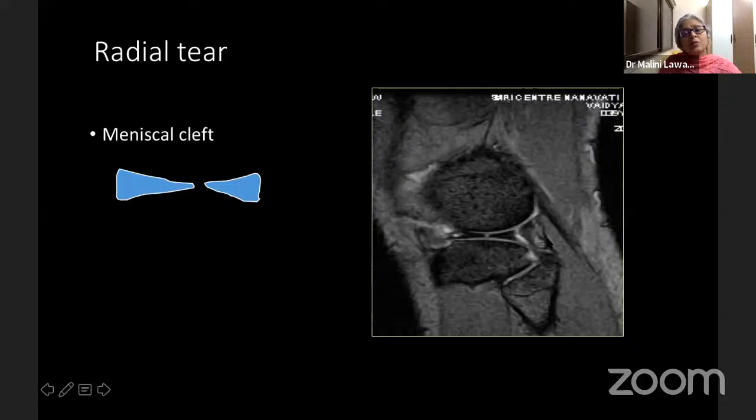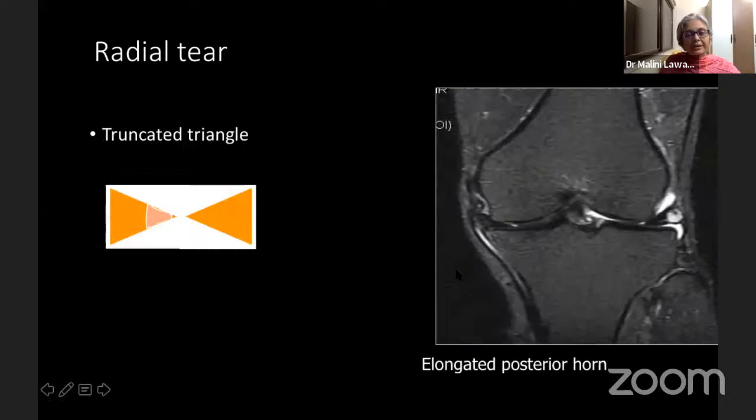Radial tears are the most subtle ones, and they are very, very easy to miss because they are involving the inner third. They can be very small. So one has to be careful to look for these. And here you can see it may be seen just as a cleft. So you need to have thin sections, about 2 to 3 millimeter thick sections for MRI, not larger than that, because then you may miss these small radial tears. So these are the most easily missed tears.